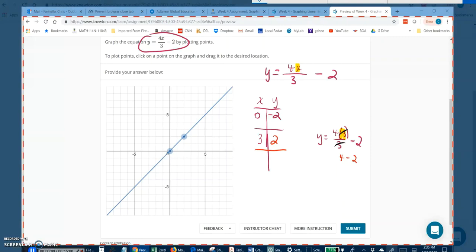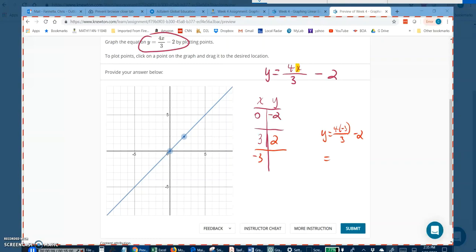Let's do one more just as a check. Let's plug in negative 3, just to show you what happens if you plug in a negative. It's not a problem. If we plug in a negative 3, we would get y is equal to 4 times negative 3 over 3 minus 2. Now the 3's would cancel as before, but we would still have that negative there.